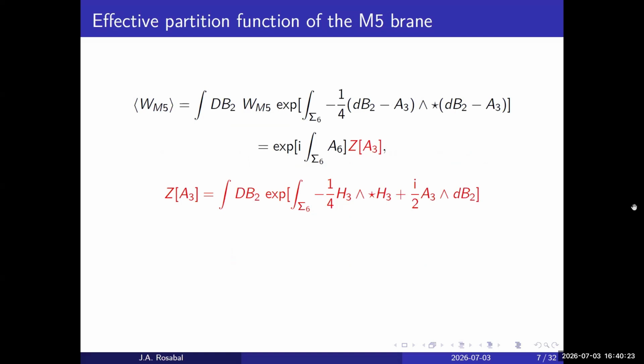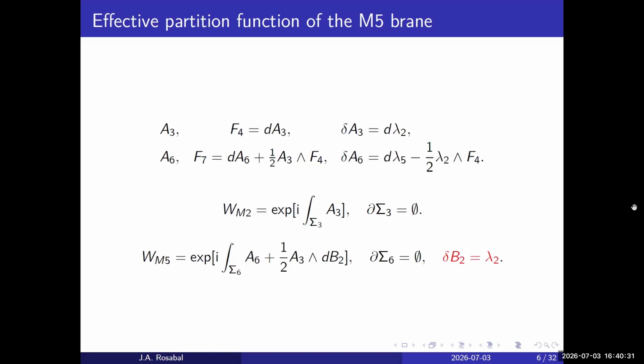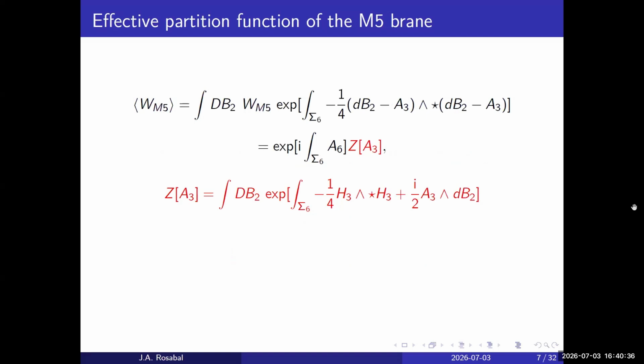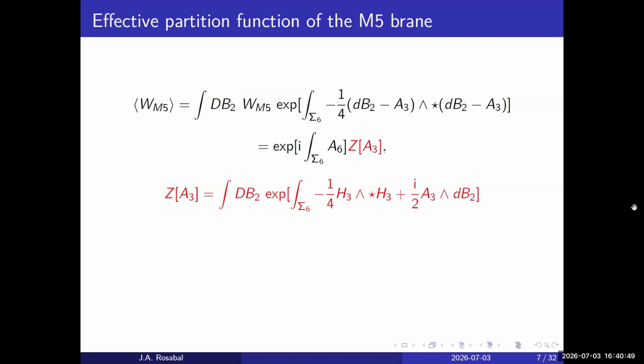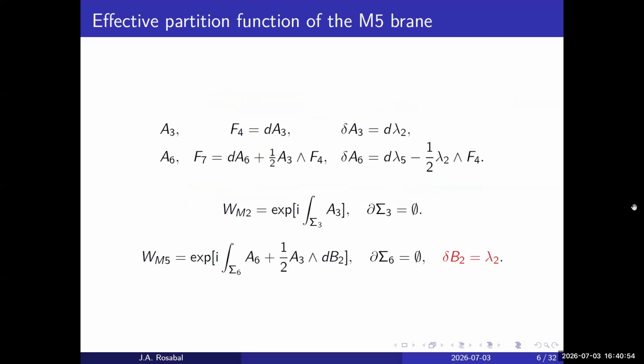This is the quadratic term in the action. And see what happened here. When you plug this object in the path integral that you want to compute, you get this new expression. This object is gauge invariant by construction. This is gauge invariant, and this is the gauge invariant combination. You can see here that B2 transforms with lambda 2. However, A3 transforms with d lambda 2. So this is the gauge invariant combination.